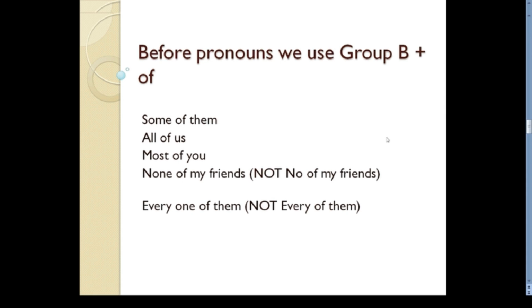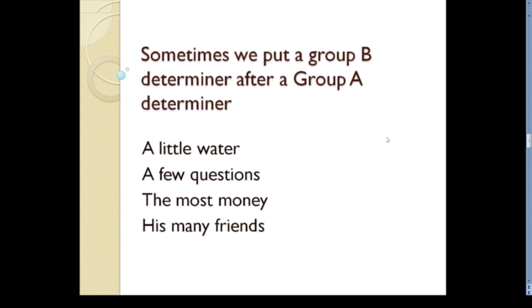The other determiners can be used before pronouns and nouns with Group A determiners. For example, we can say some of them, all of them, any of them, but we cannot say no of them. It should be none of them. Likewise, we cannot say every of them. It should be every one of them. We already said that if we have to put a Group B determiner before a Group A determiner, we have to use a structure with of.